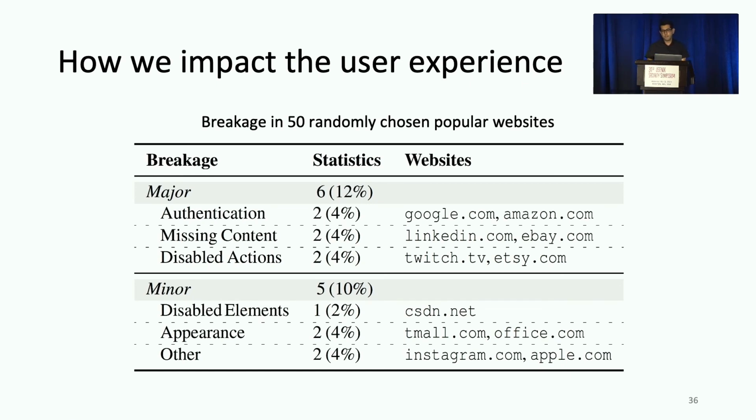To evaluate the impact of our solution on the user experience, we manually analyzed 50 popular websites. We decided to analyze popular websites because they are more complicated and use lots of different APIs. We saw that 12% of websites have at least one functionality that is broken. We also saw that our system has some minor issues for 10% of websites.